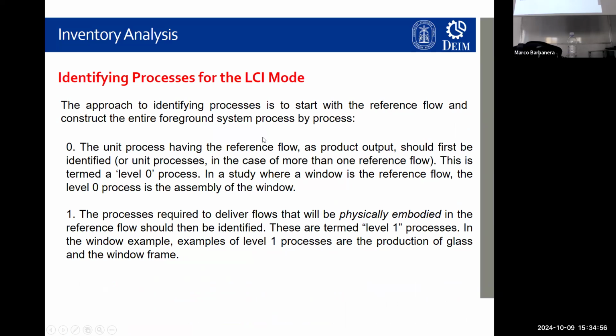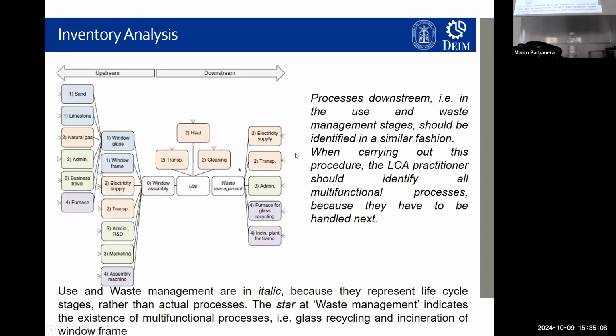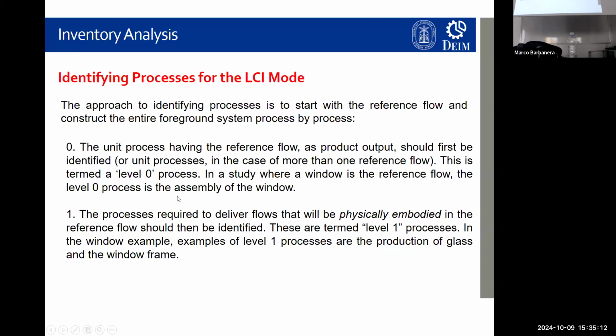The unit process having the reference flow as product output should first be identified, and this is defined as a level 0 process. In this figure, the level 0 process is this one. In fact, in this example, in a study where a window is the reference flow, the level 0 process is the assembly of the window.